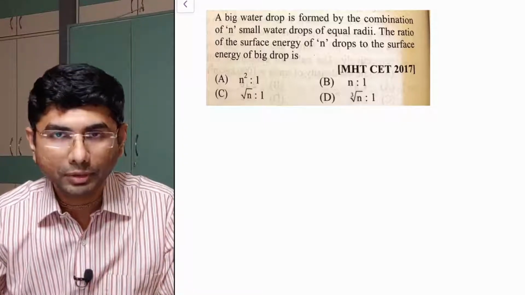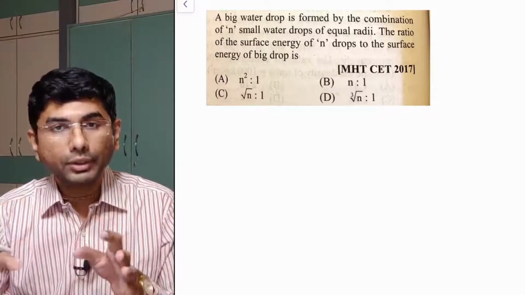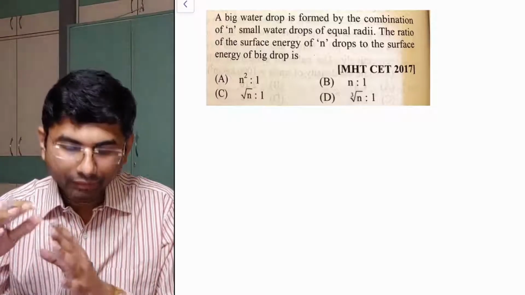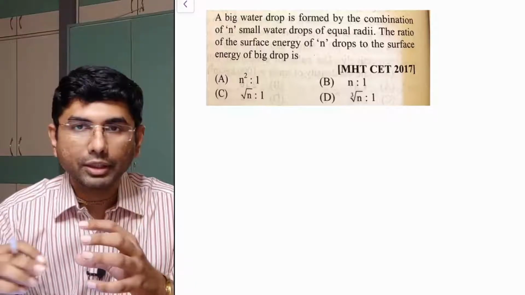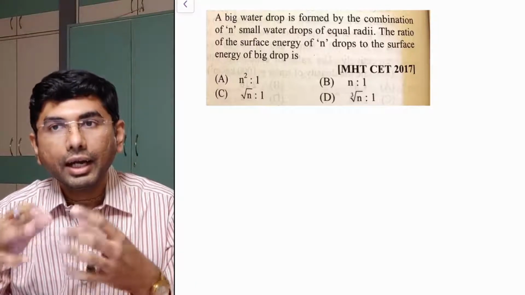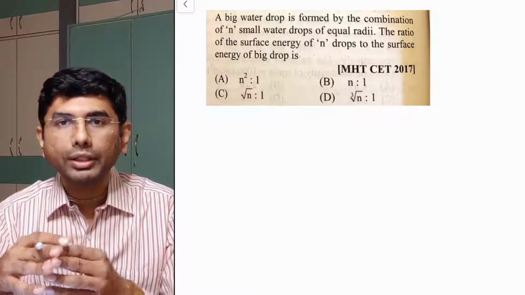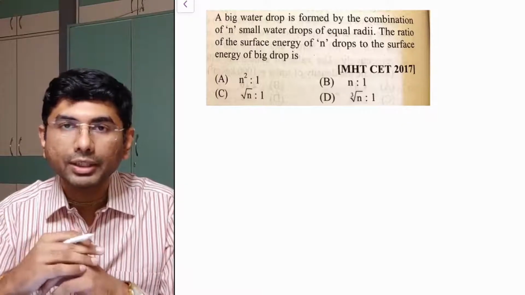Initially there will be some surface energy. There are many drops, n number of drops are there, and from these n drops we are getting one big drop. That's the question. Initially when these small droplets are there, they are having their own surface energies. When they are combined together, they form another drop that is also having another surface energy. Now what will that surface energy be?